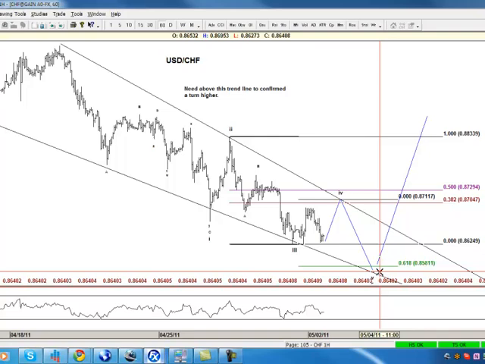We're short, and we need the US dollar to get strong against the Swedish franc for our Euro Swiss trade.